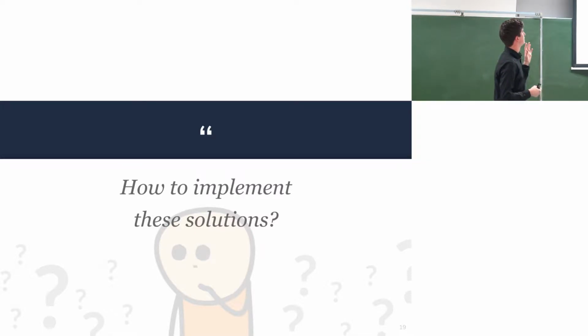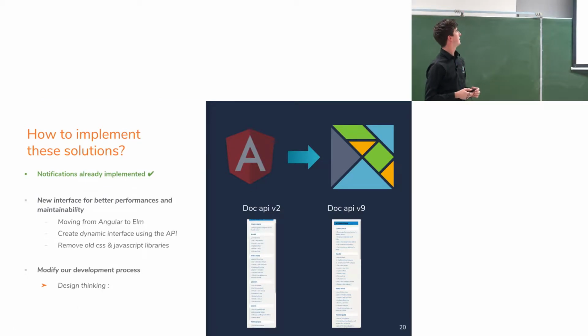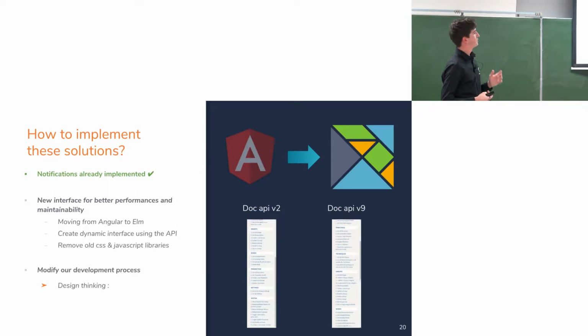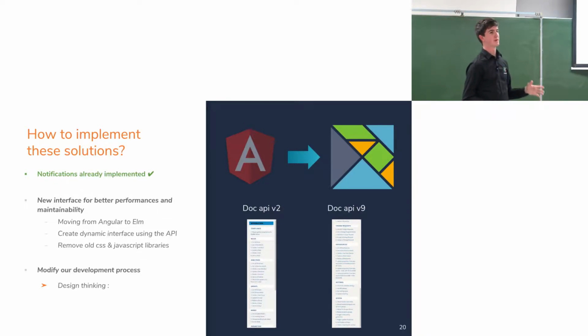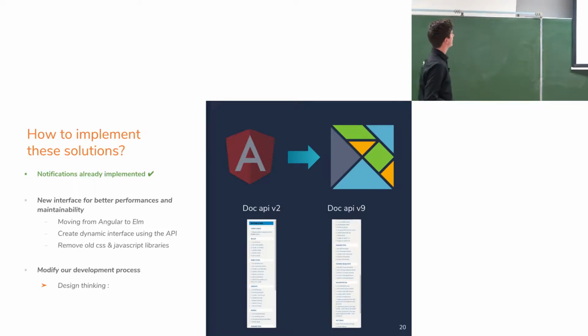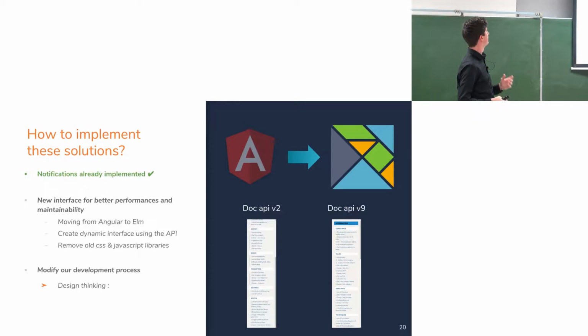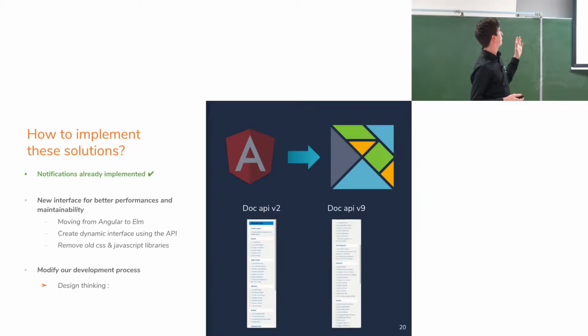So now we just saw several improvements that could be made to improve the interface of Rudder. But now, how do we implement these solutions? We had to work iteratively. We already implemented notifications because it was a quick fix and, for us, a quick win. But for the other improvements, we have to develop a new interface. By developing a new interface, I mean we are moving from Angular to Elm, because JavaScript is nice, but it's really hard to maintain.